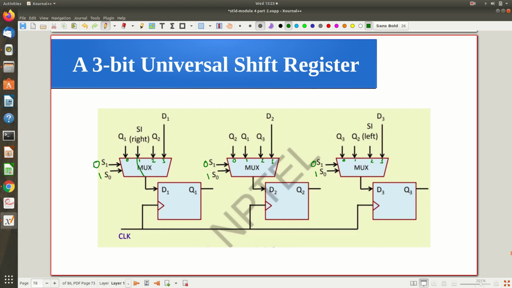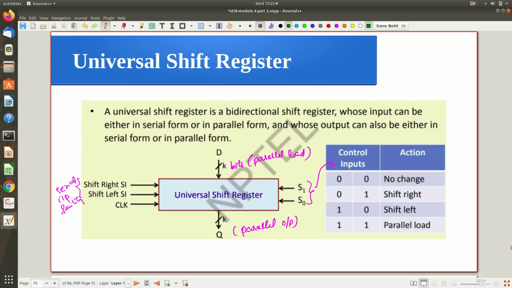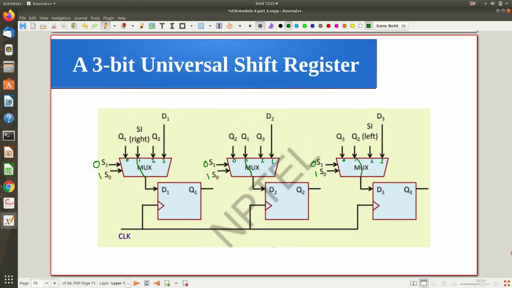So this will be bridged to the output. Again here this bridging will happen, and here also this bridging will happen. Now tell me, what is this? Let's observe it. That 0 1 was for right shift, right? So that is what is written.